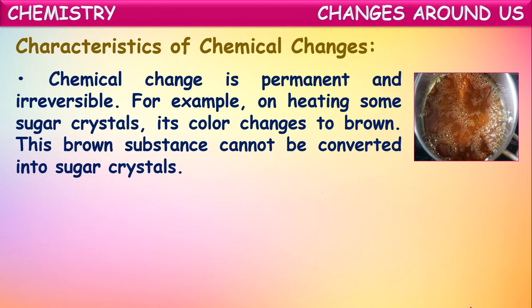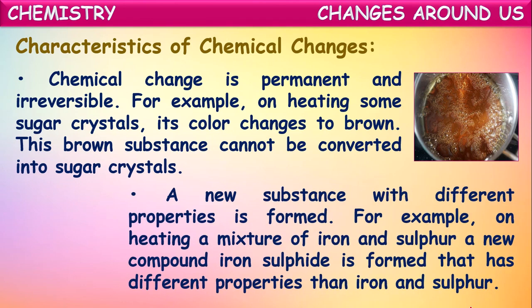So when sugar crystals are heated strongly, we know a brown colored caramel will be formed. From that brown colored caramel, we cannot get back the original sugar crystals which we have taken. So it is an irreversible change and it is said to be a chemical change. Next, a new substance with different properties is formed. So a new substance is formed which has entirely different properties from the original substance which we have taken.